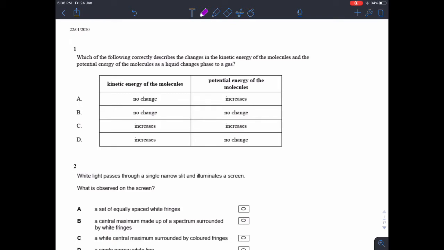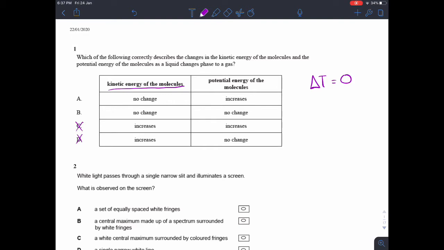Question 1. Which of the following correctly describes the changes in kinetic energy of the molecules and potential energy of the molecules as a liquid changes phase to a gas? Well, as the phase change happens, the change in temperature is 0. And if the change in temperature is 0, then the change in the kinetic energy of the molecules is 0, because remember, temperature is average kinetic energy. So it must be either A or B.